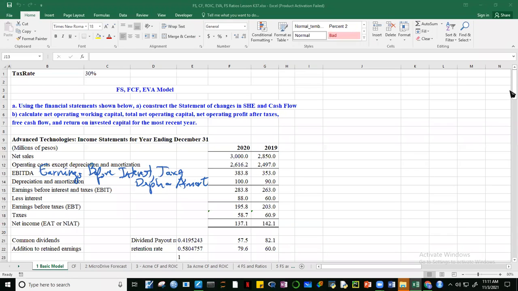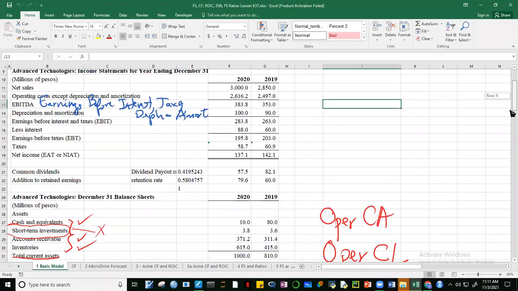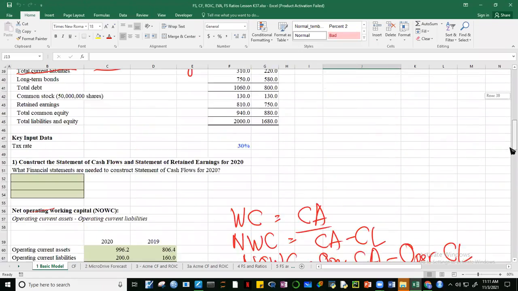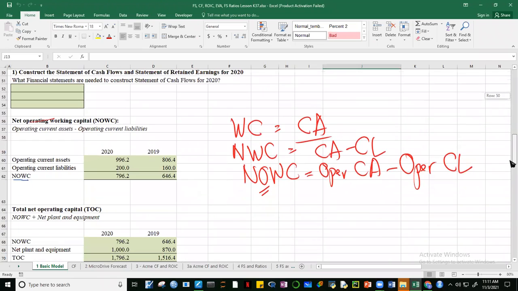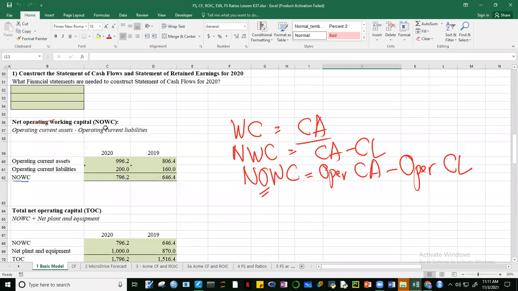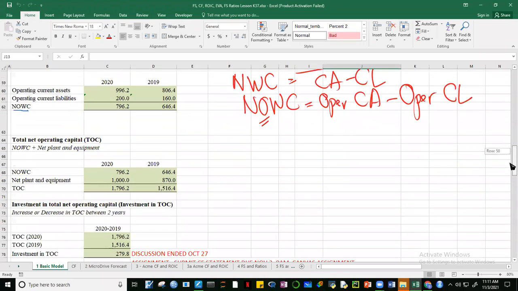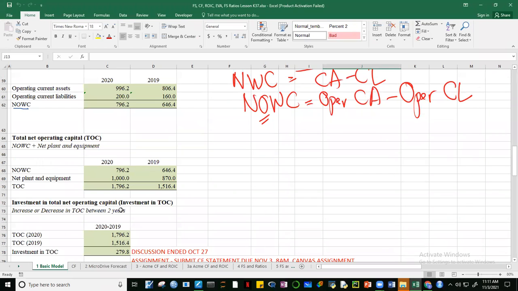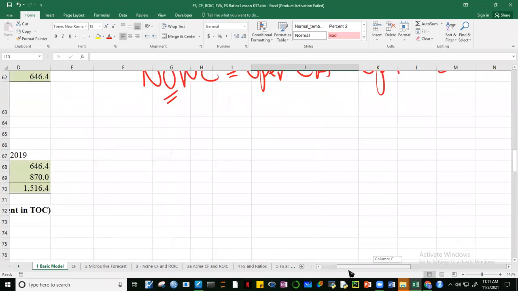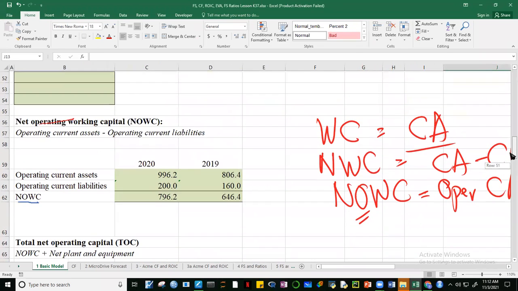By way of review, guys, let's take a look at what we have done so far. Last meeting, we were able to compute for the net operating working capital, the total operating capital, and the investment in operating capital. Let's quickly review how we arrived at these figures.